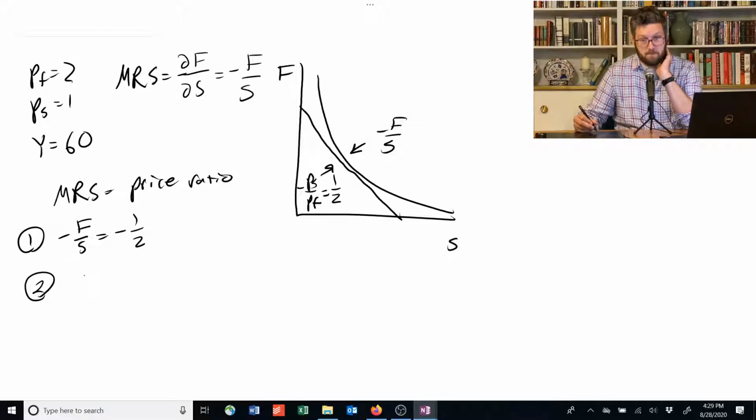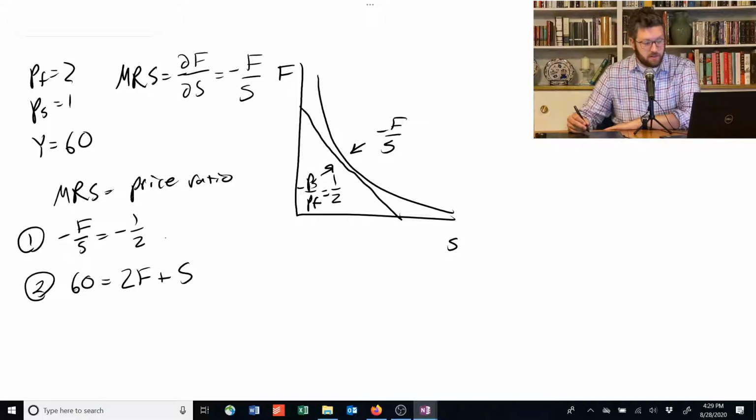The second is we're going to use the budget constraint. We know that you have $60 to spend, and you're going to spend it either on food, which costs $2 for each piece, or shelter, which is $1 for each. So there's a 1 price here. Okay? And these are our 2 equations and 2 unknowns. We've got to solve for F.